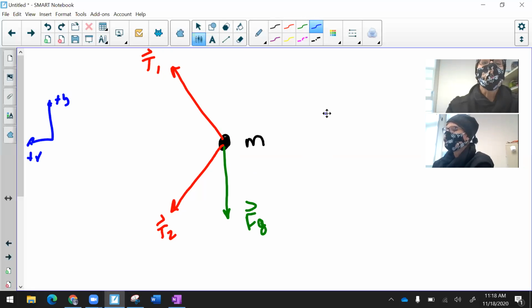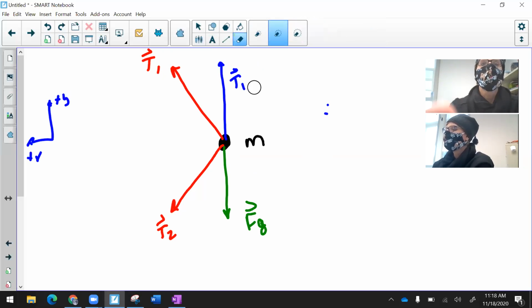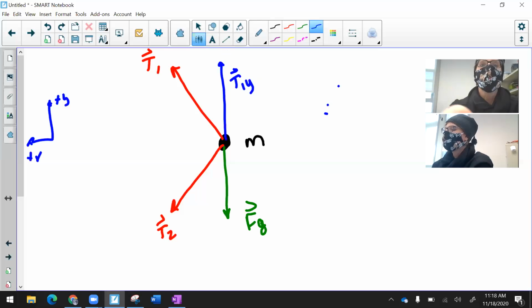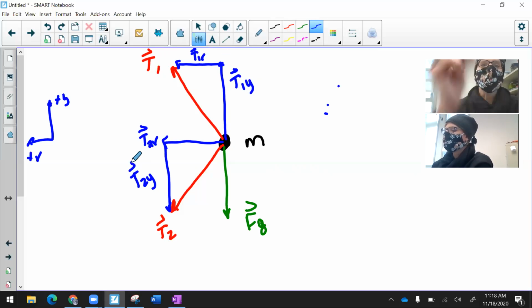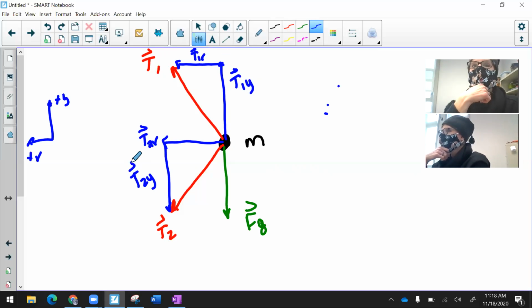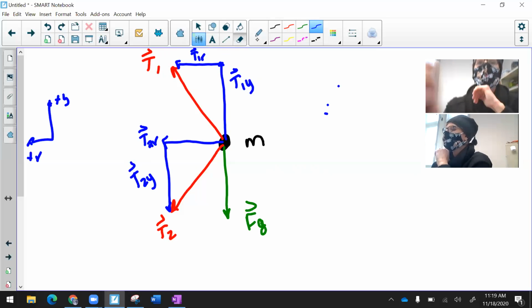And then what I'm going to do is make my components go this way. So this is going to be T1Y, and this is going to be T1R. And then I can do the same thing for T2R and T2Y. Okay, we good? And now we can see and read all the labels and all that jazz. All right.